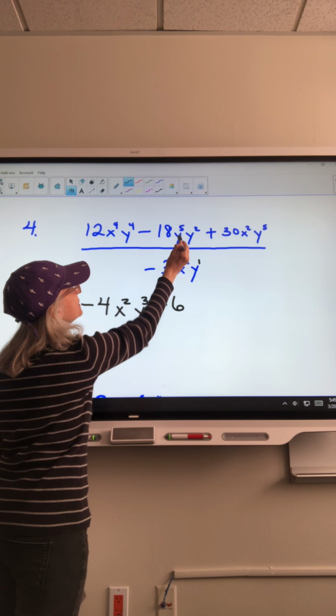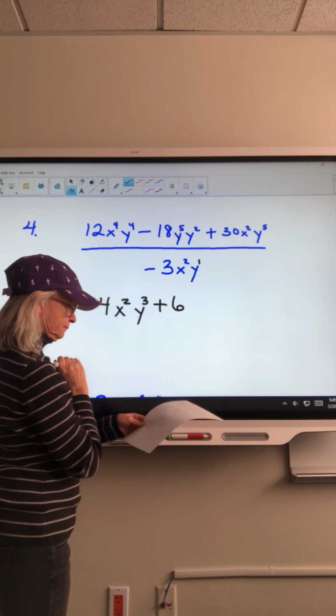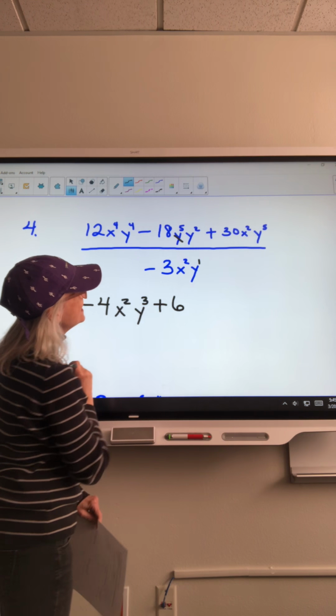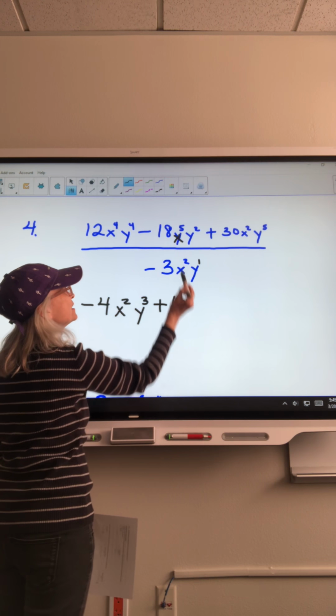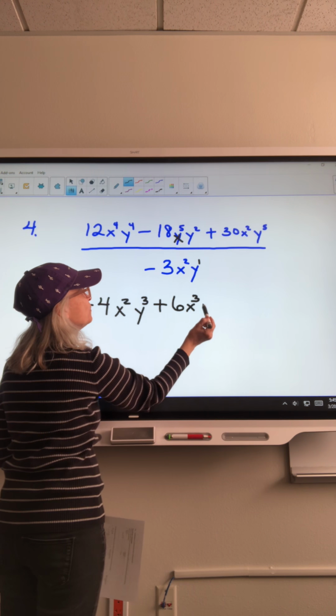And I think that was supposed to be an x. Let's check. Okay, that was an x on your paper. This is an x. So 5 take away 2 is 3. And then 2 take away 1 is 1.